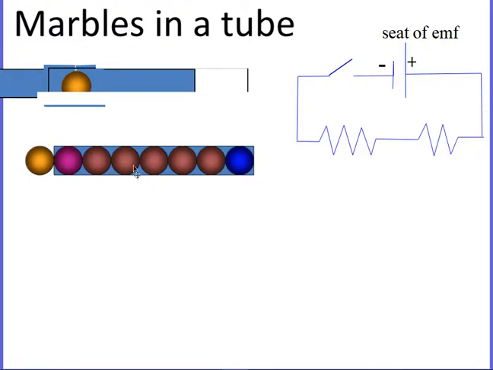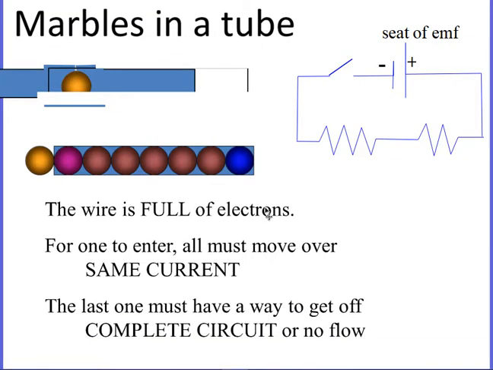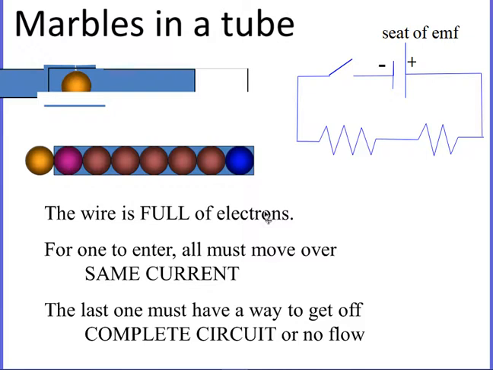Why? Marbles in a tube. They flow the same everywhere. Let's see if this says everything. It's full of electrons, and for one to enter, they all move over, and so it is the same current everywhere. And for one to get on, the last one has to get off. You have to have a complete circuit.